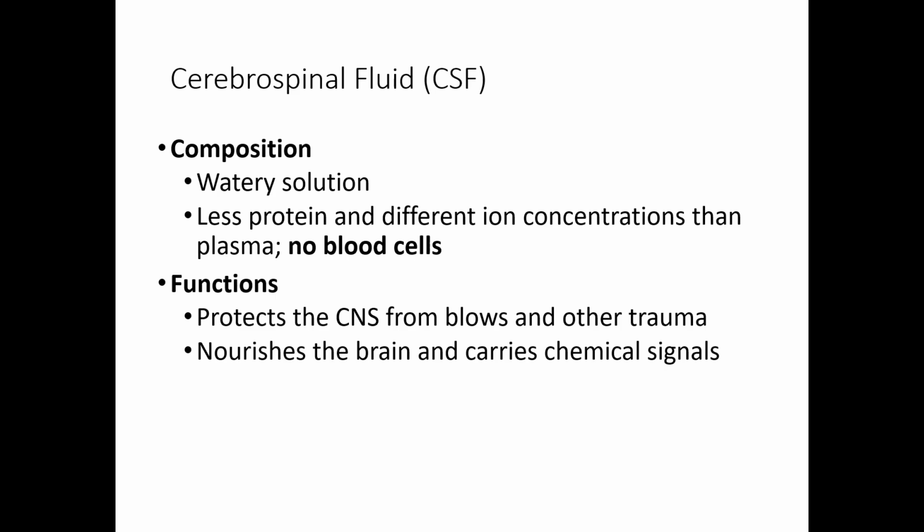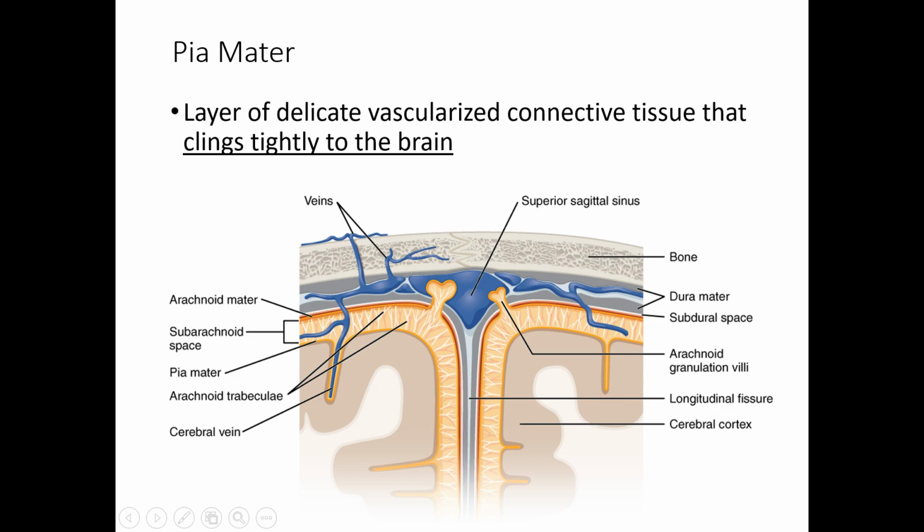One more important moment that I missed: you also need to know the spaces. So one space between pia mater and arachnoid mater is called subarachnoid space. But there is tiny space also between arachnoid mater and dura mater, and it's called subdural space.